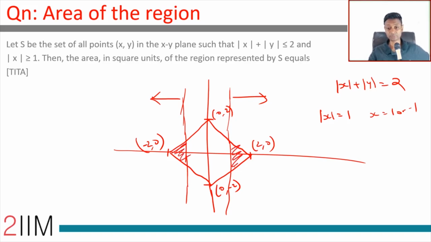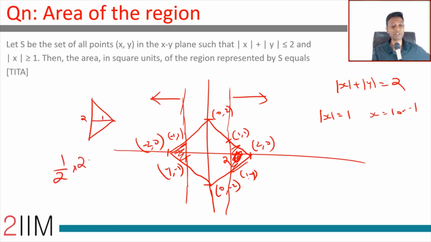Represented by S is this. What are the points here? This point will be 1 comma 1. This will be 1 comma minus 1. Minus 1 comma 1, minus 1 comma minus 1. This region. If we find one area, we can find the other. This distance is 2. Height is 1. So we have a triangle with base 2 and height 1. Area would be half into 2 into 1, just 1 square unit. Here there is 1 square unit. Here there is 1 square unit. The area in square units represented by S is 2 square units.